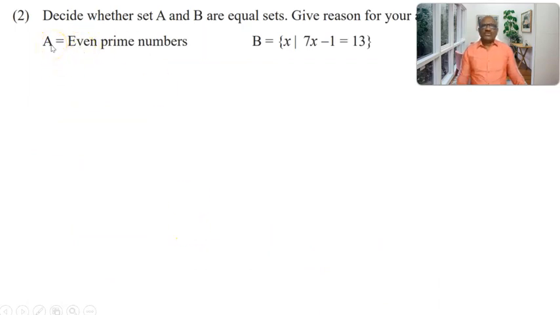A is equal to the even prime number. Decide whether the sets A and B are equal. Give the reason. A is equal to the even prime number. B is equal to {x such that 7x minus 1 is equal to 13}.